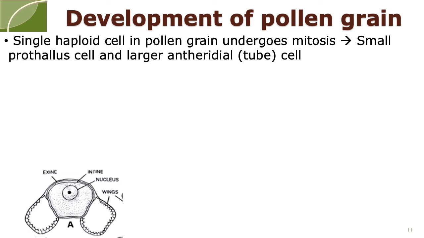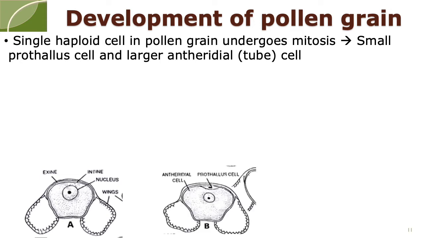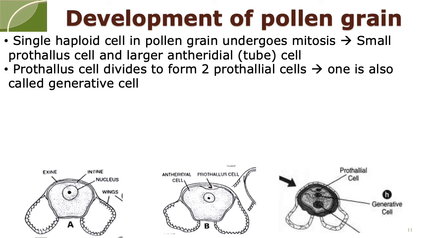Now, a single haploid cell that's present in the pollen grain undergoes mitosis to form 2 types of cells, and the first one is a small cell called the prothallus cell, and the larger cell is called the antheridial cell. The antheridial cell is also called the tube cell, and this is what can be seen in that second figure where we can see the large antheridial cell and the small prothallus cell.